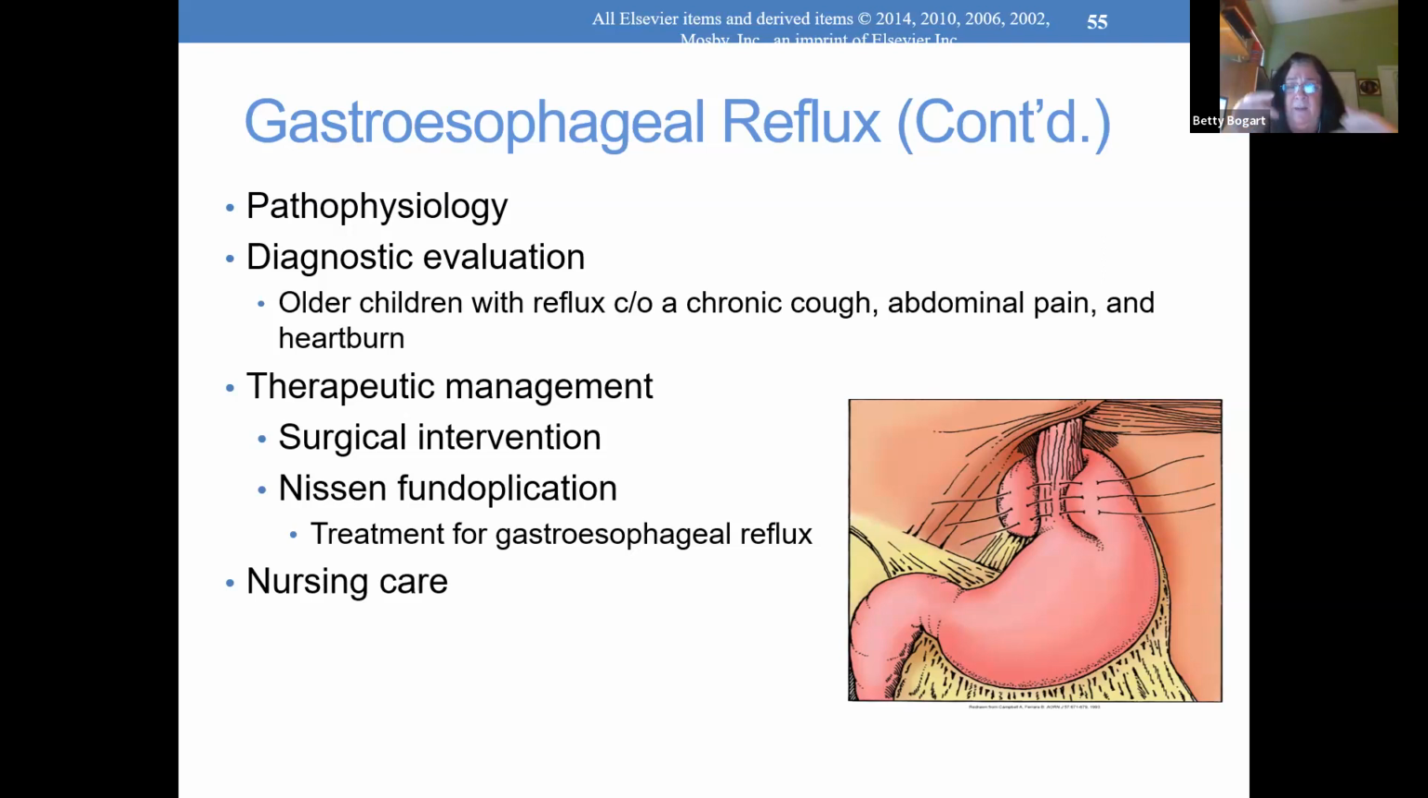What that does is pull the upper part of the stomach up so that they can't reflux. There's no physical way that food can come up, and they're protecting the lungs, especially in those older children. On those children with a gastrostomy tube, it still prevents the food from coming up, and they're not going to aspirate.